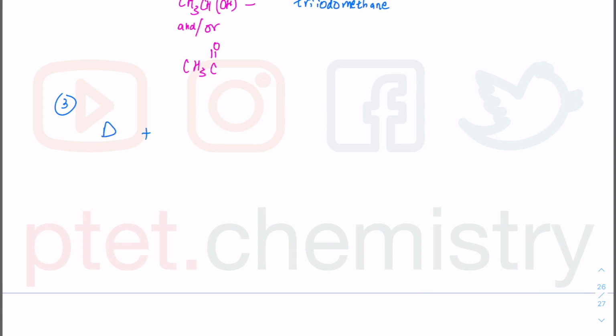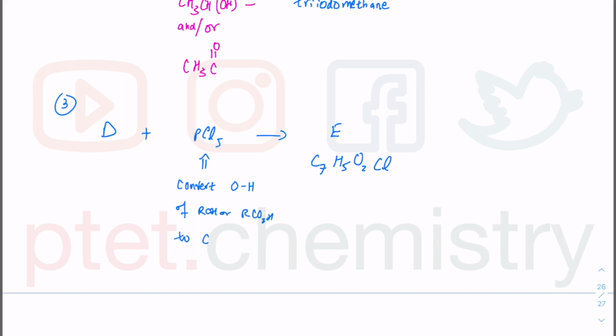Compound D reacts with PCl5 and you get compound E, which is C7H5O2Cl. This converts the OH of an alcohol or carboxylic acid to Cl. In fact, it's not just alcohol, it could also be carboxylic acid. So basically, if you have alcohol, then you will get a haloalkane. If you have carboxylic acid, you get acyl chloride. But here you have 1 chlorine. So what does this tell you? This is just a single conversion.